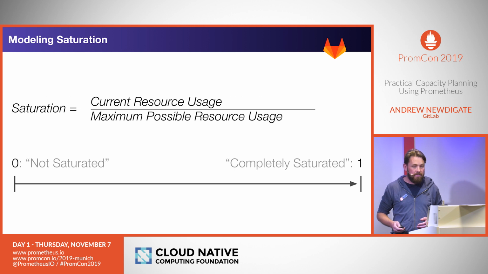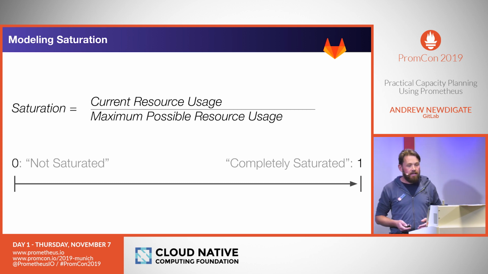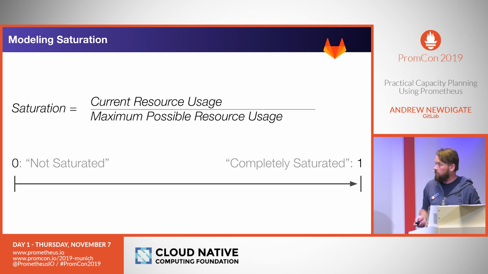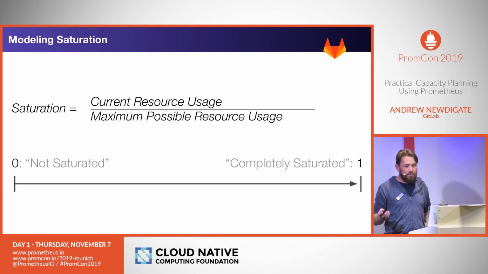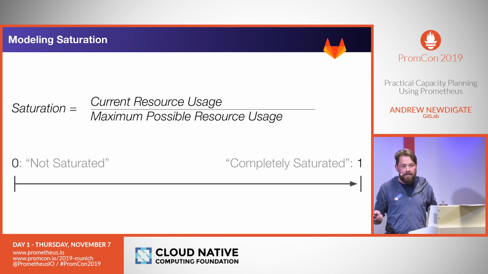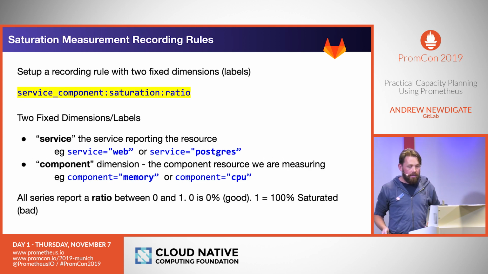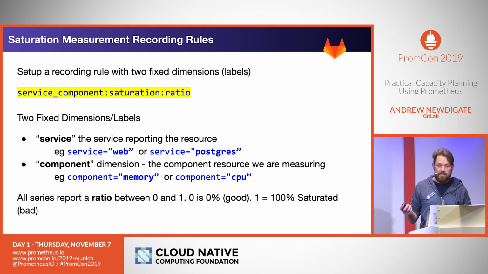The way we measure saturation in Prometheus is pretty simple. We just build a gauge metric, and we calculate this really simply as the current utilization of any resource divided by the maximum possible usage for that resource. This gives us a measurement on a scale between 0 and 1. 0 is totally underutilized, and 1 is totally at capacity, and you've got no spare capacity anymore. So really what we're trying to avoid is for resources hitting 1. And for each service, we want to track multiple saturation metrics.